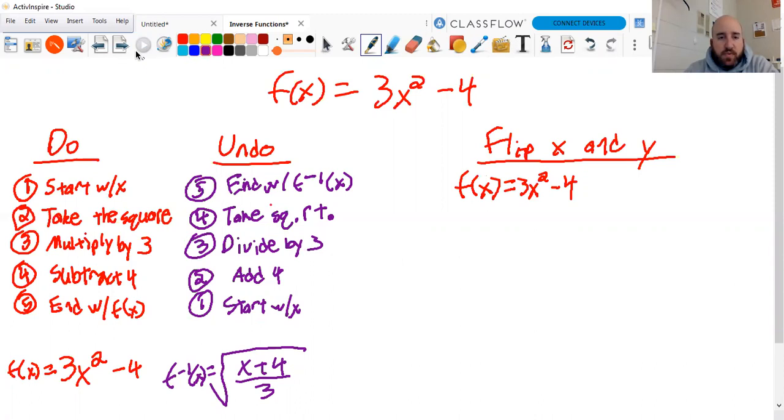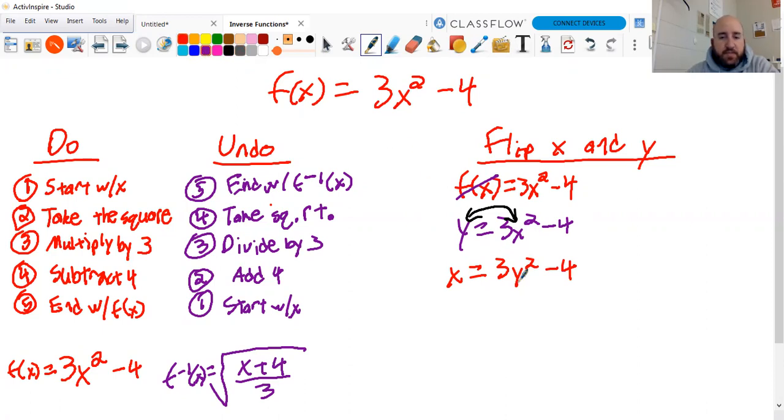All right. So now to flip x and y. Replace f of x with y. We know they're interchangeable. Then I'm going to flip x and y in my equation. X goes to the left. Now 3y squared minus 4.